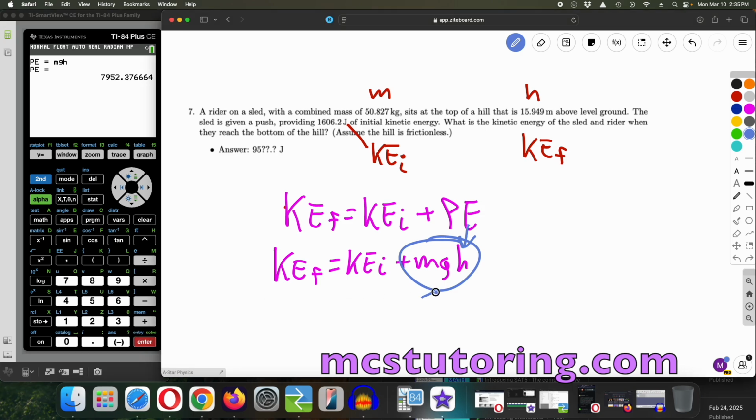Okay. So potential energy is 7952.37664. And then also, we already had that kinetic energy initial. They already gave us a number, thank goodness. That's 1606.2.